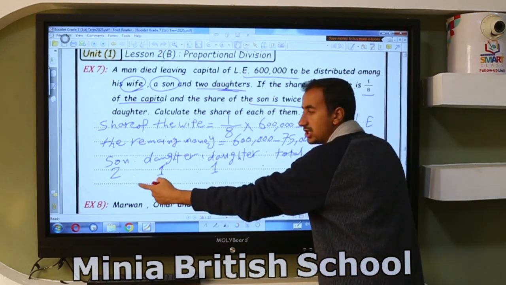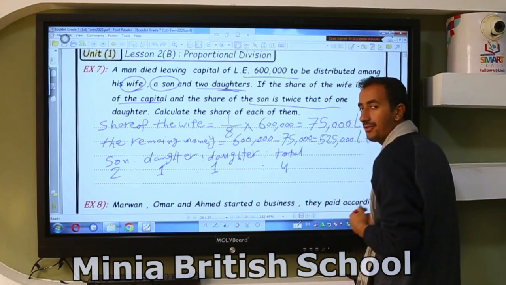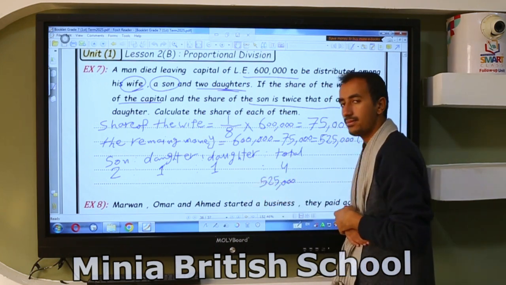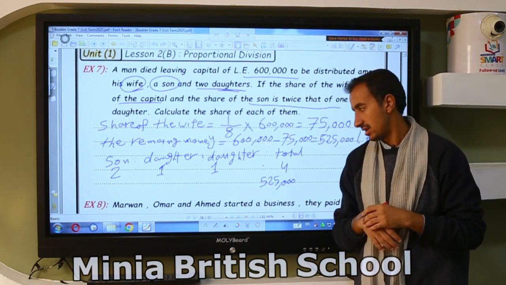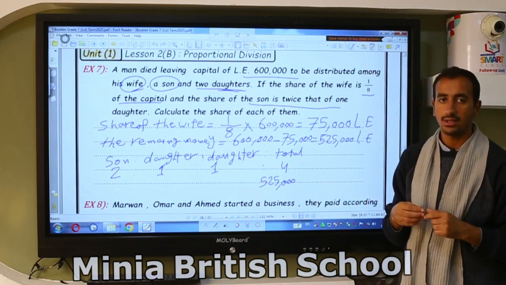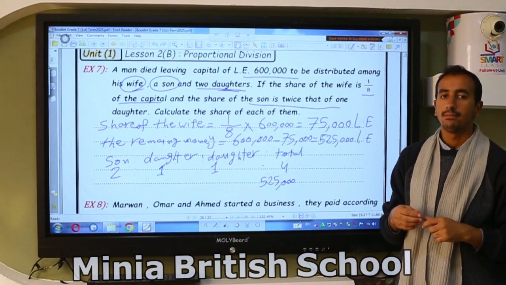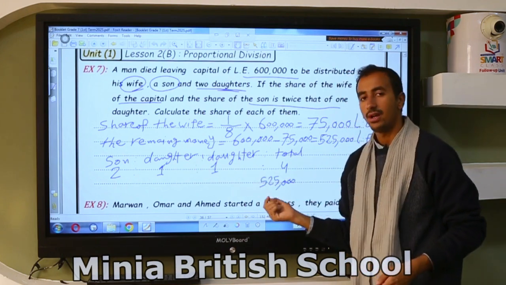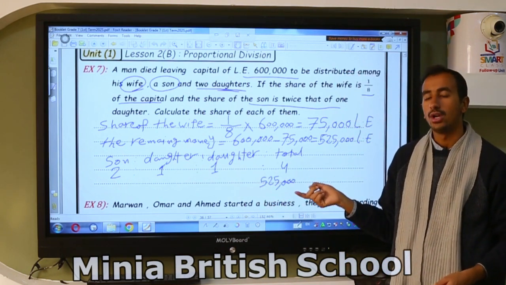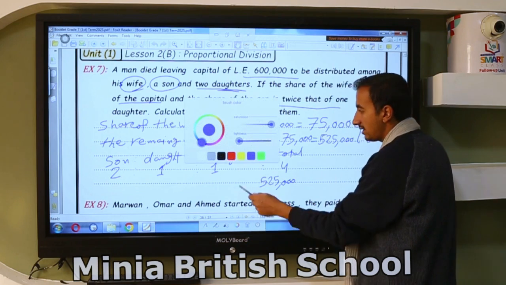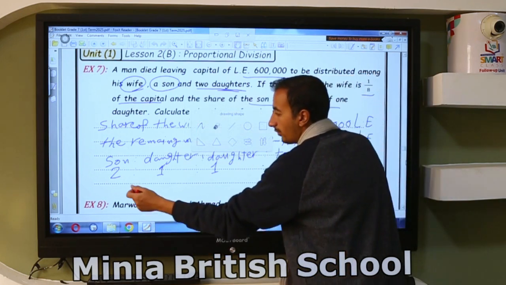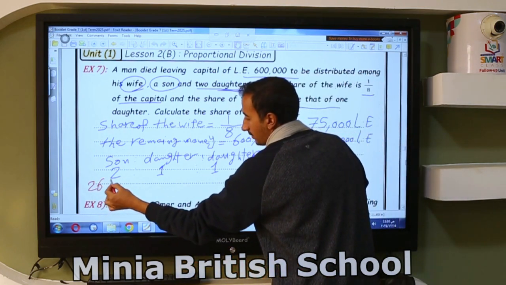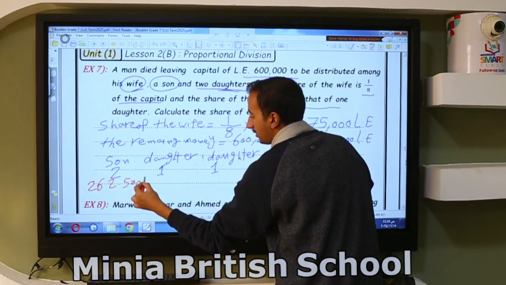525,000. So the total of the ratio 2 plus 1 plus 1 equals 4. After the 4, 525,000. So you can find the share of the son and the share of the daughter by multiplication cross of this point. So I have here 2 times 525,000 over 4. So the share of the son is equal to 262,500 LE.